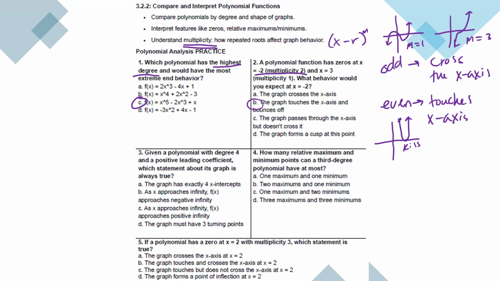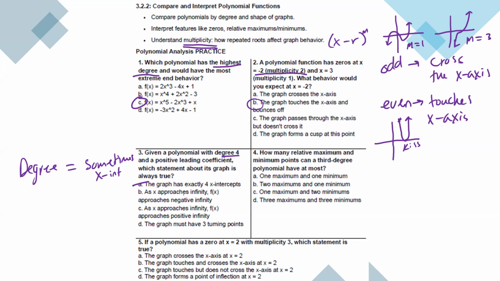All right. So next, we have a polynomial with a degree 4 and a positive leading coefficient. Which statement about its graph is always going to be true? Okay. Always means that there are no exceptions. And the thing here is that it can have up to 4 x-intercepts because the degree is 4. Your degree can equal your x-intercepts sometimes. It's not always, it's a sometimes. So it can't be A.